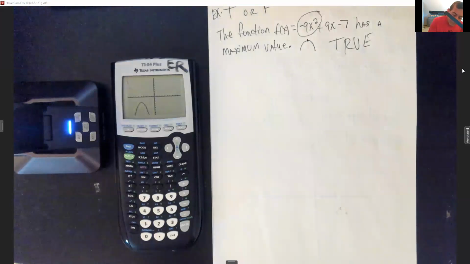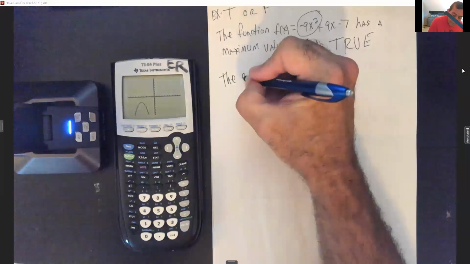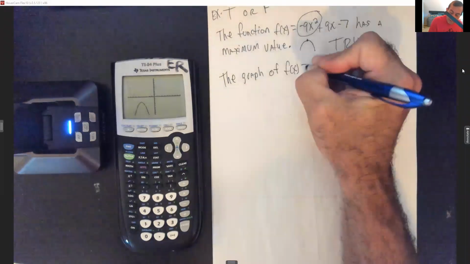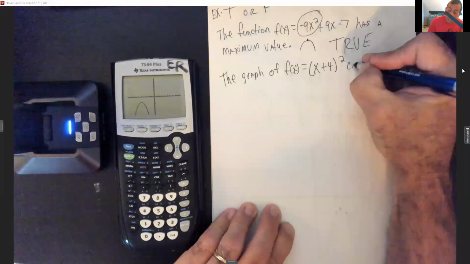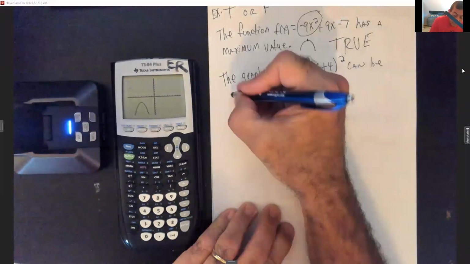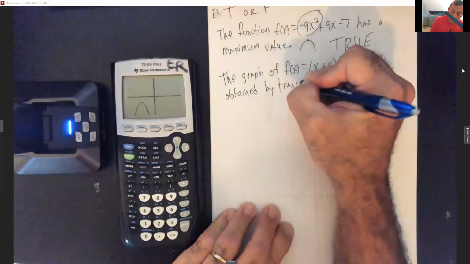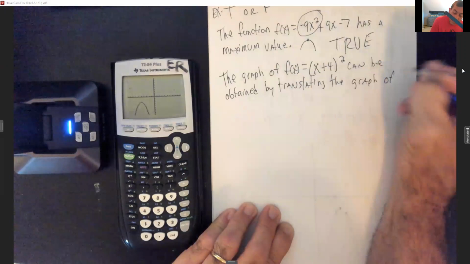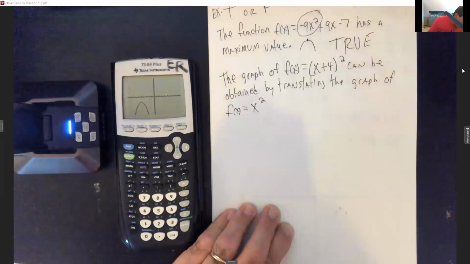All right, next one. The graph of f of x equals x plus 4 squared can be obtained by translating the graph of f of x equals x squared left 4 units.